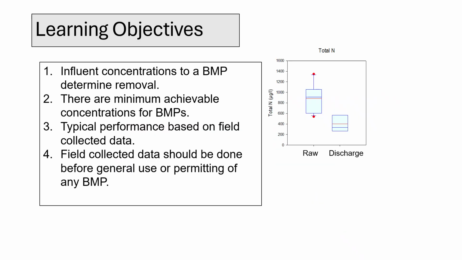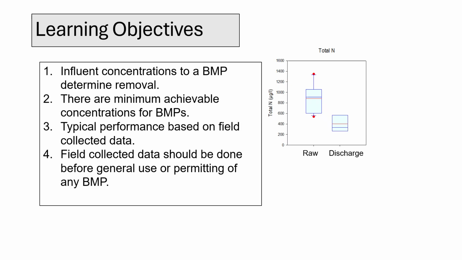In this module, we'll be exploring the critical conditions that govern the removal effectiveness of any best management practice, or BMP. A key factor we'll focus on is the influent concentration entering the BMP, as this fundamentally determines how much pollutant can be removed. We'll also discuss that every BMP has a minimum achievable concentration. There's a limit to how clean it can make the water.